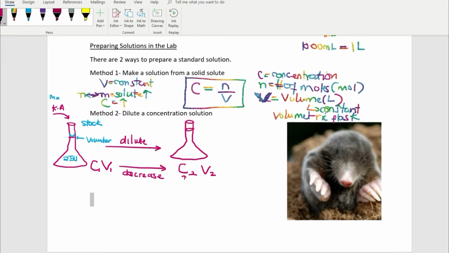So once you make your stock solution, the same process, all you have to do is pipette out a specific volume out of this stock solution, and then add that volume into this volumetric flask, which is a new one, and then you make it up to the new volume of this volumetric flask, up to this particular ring, which is where the meniscus of the liquid touches.